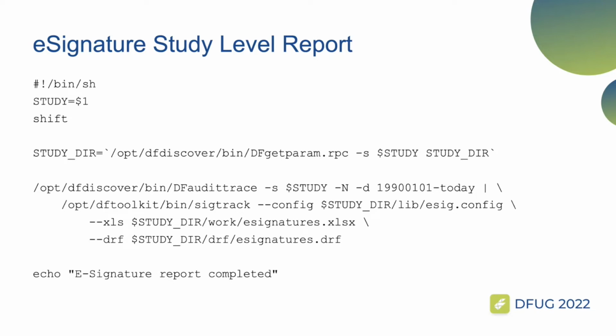We're going to give it our configuration file, which is what we just saw on the previous page. And we're going to tell it where we want to put our Excel output report, in this case in the study directory, work esignatures.xlsx. It's also going to create a DRF file for us, which we'll put in the DRF directory from the study, and we'll call that esignatures.drf. And then it just says, okay, it's done. That's the only thing that's going to appear when we run this report.